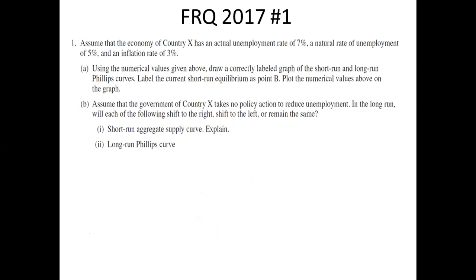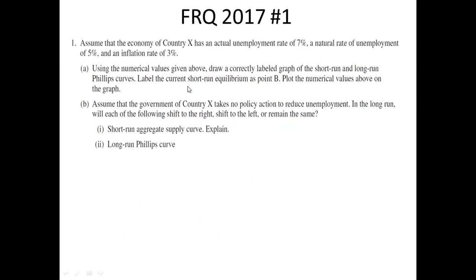All right, last question here is from 2017. Again, it's number 1. We're not going to do the whole question, though. We're just going to do parts. Assume that the economy of country X has an actual unemployment rate of 7%, a natural rate of unemployment of 5%, and an inflation rate of 3%. Let's break that down. Actual unemployment rate 7, natural is 5, meaning our unemployment rate is higher than our natural. Right away, blinking light, we're in a recession.